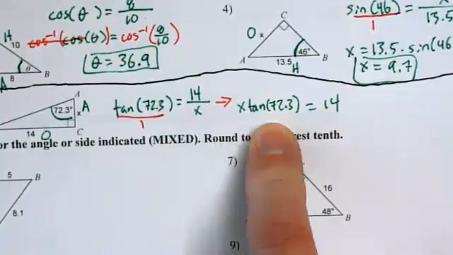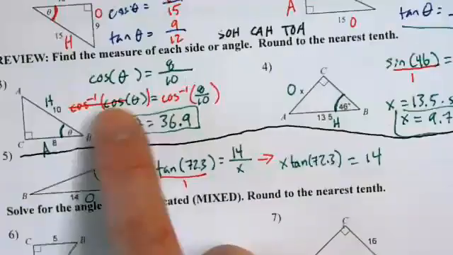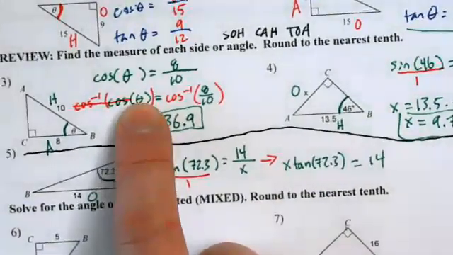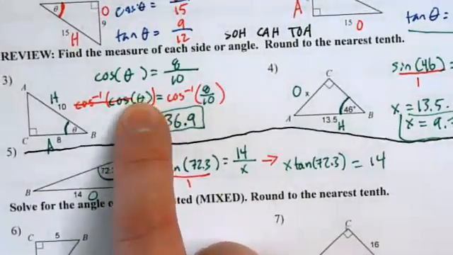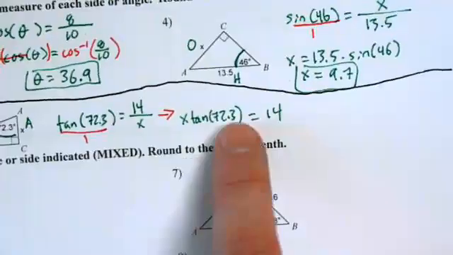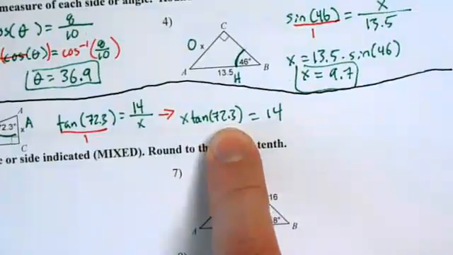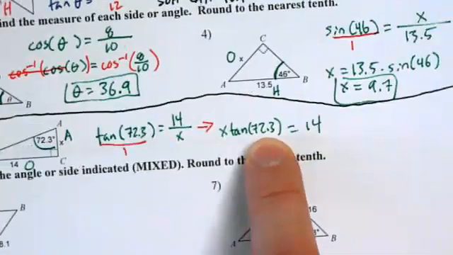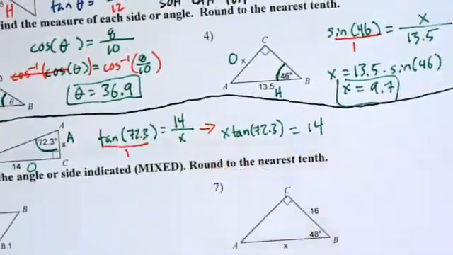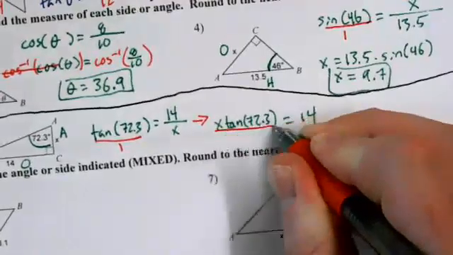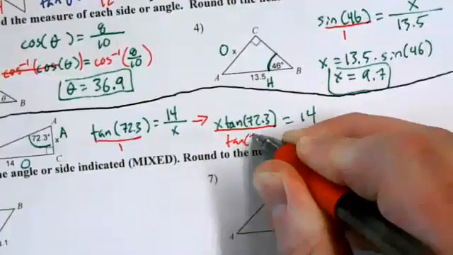So we use inverse tangent when our variable's stuck inside of a sine, cosine, or tangent. That's when we use inverse tangent. We don't have that here because the x is not inside. So I like that you're thinking about inverse tangent, but not for this one. The x is multiplying by this tangent. What am I going to do when x is multiplying? We're going to divide on both sides by the thing that's multiplying by the x, which is tangent 72.3.